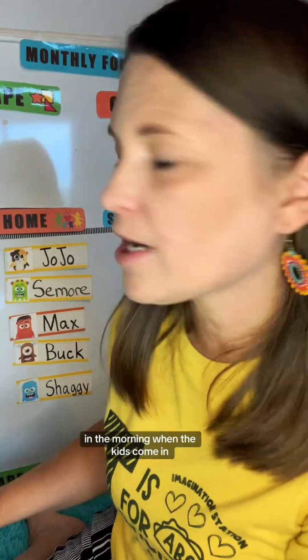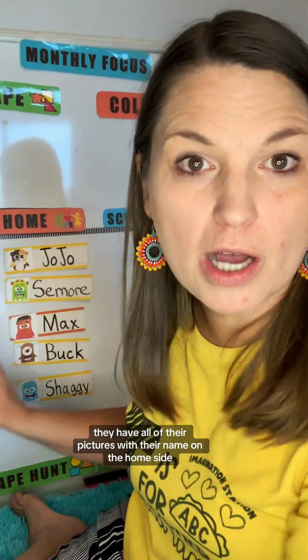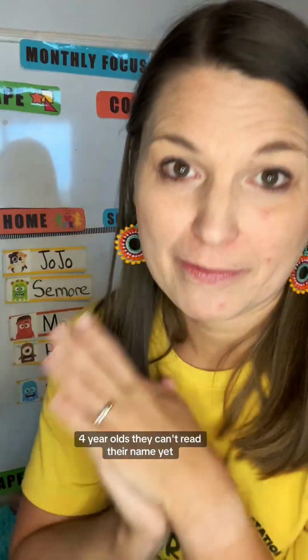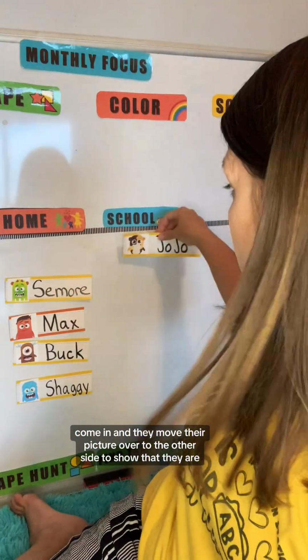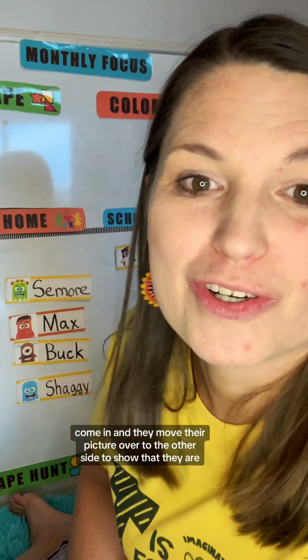In the morning when the kids come in, they have all of their pictures with their name on the home side. Each has their picture attached to it because we're dealing with 2, 3, and 4-year-olds. They can't read their name yet. They come in and move their picture over to the other side to show that they are here.